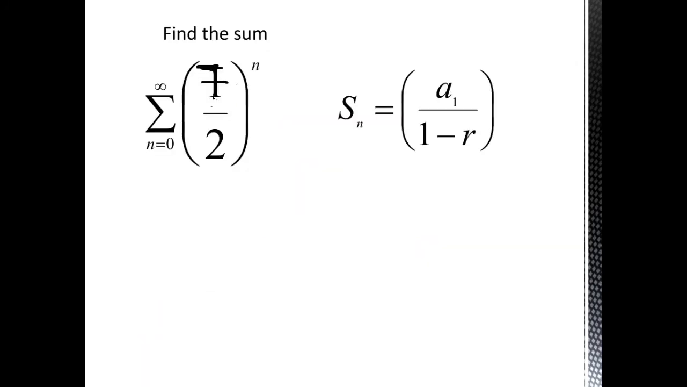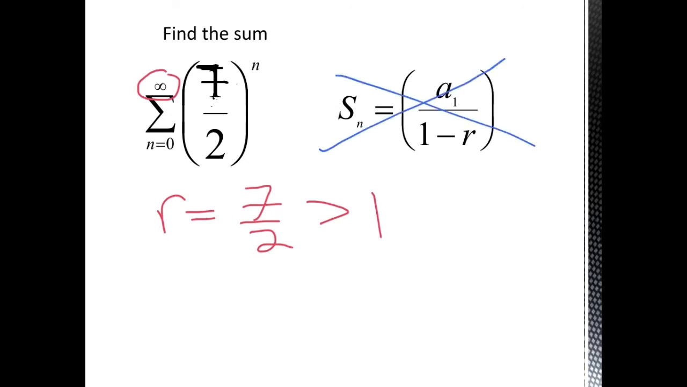Okay, let's take a look at this next example. We have 7 over 2. This time we know it's an infinite sequence because of our sign up top, the infinity sign. And if we look at our r value, it is 7 over 2, which is greater than 1. Since it's greater than 1, we do not have a sum. We cannot continue. So we just say the sum does not exist.